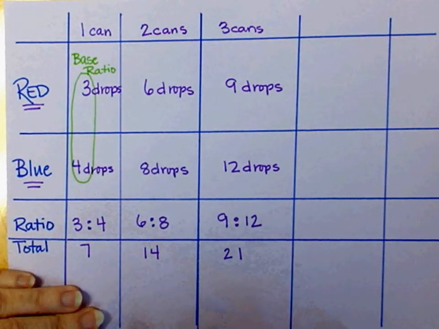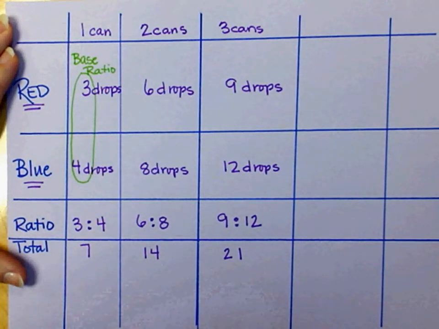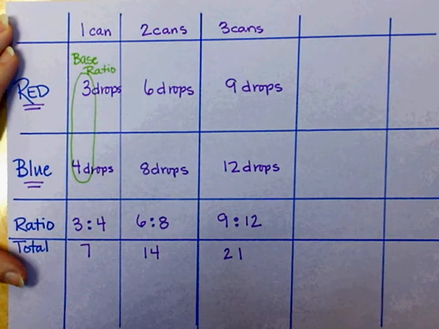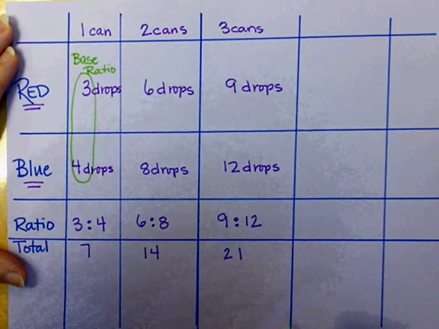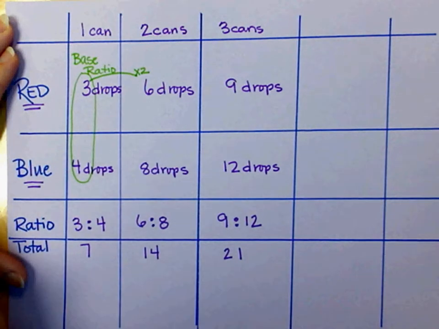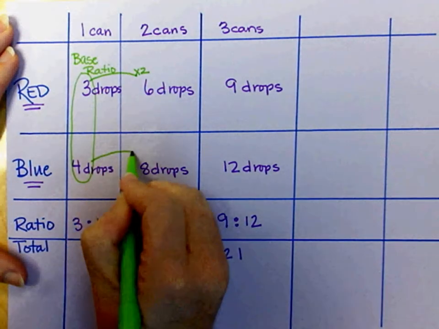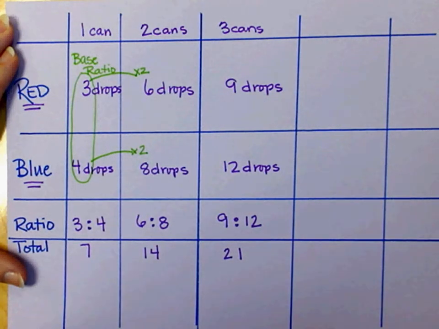And I base my calculations to buy 2 cans, 3 cans, 4 cans, or even 10 cans of paint according to the base ratio, because I want to open up every single can and have the same color of purple in every single can. So we're going to show if I want 2 cans, then I multiply by 2. If I do that with the red drops, I need to do that with the blue drops. That's showing my scale factor.